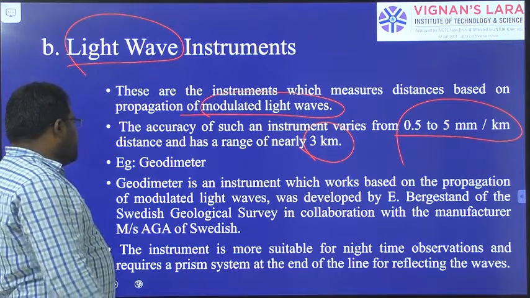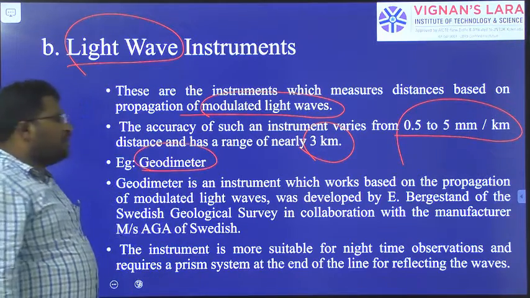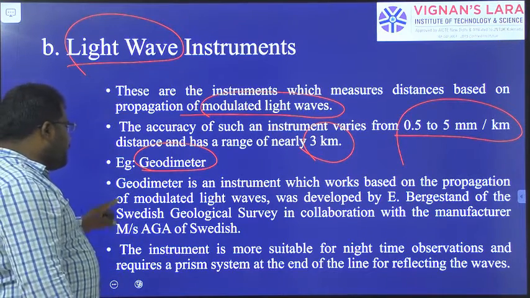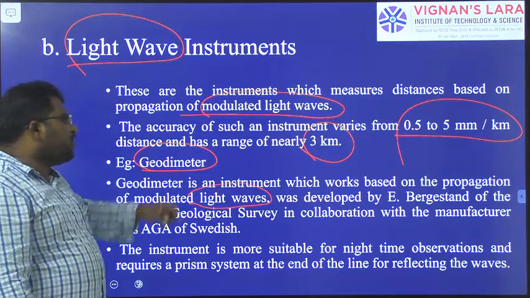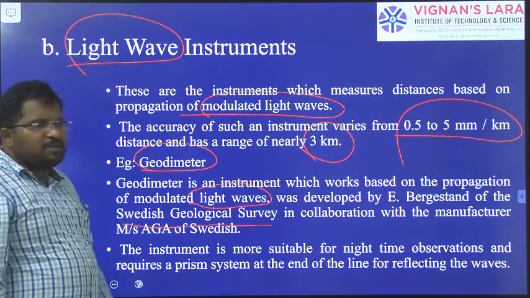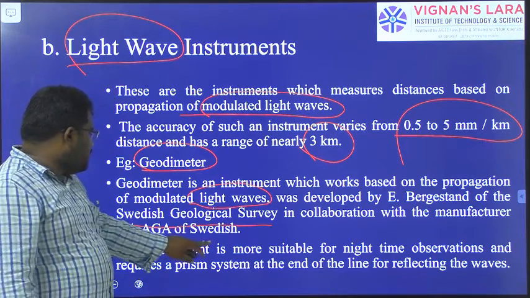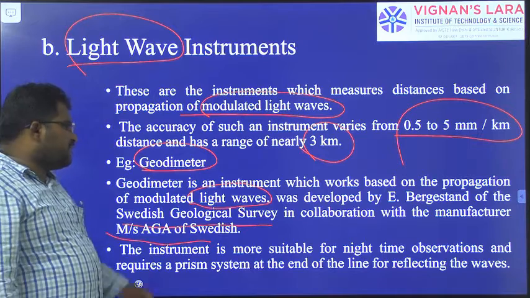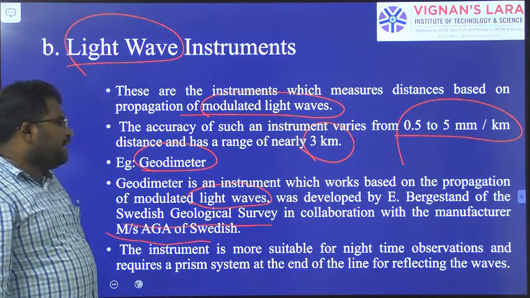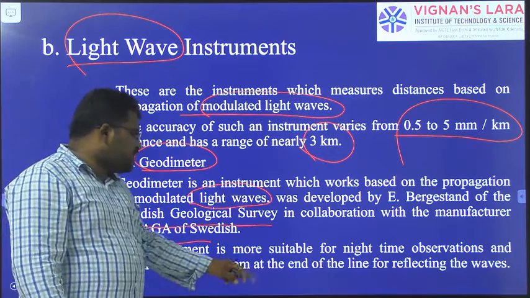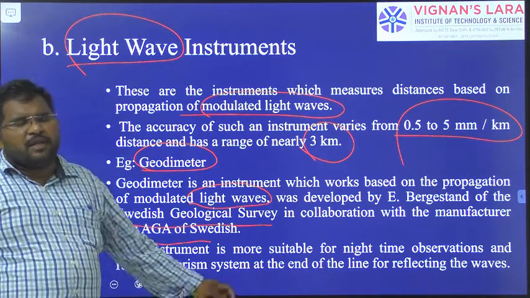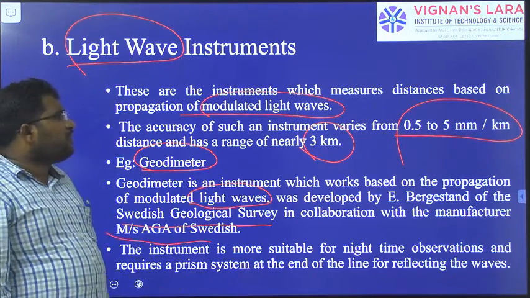Here the instrument we are going to use is called the Geodimeter. The Geodimeter is an instrument which works on the propagation of modulated light waves. It was developed by E. Bergstrand of the Swedish Geological Survey in collaboration with the manufacturer AGA of Sweden. The instrument is more suitable for nighttime observations and requires a prism system at the end of the line for reflecting the waves. So this is used for nighttime surveys, and we need a reflector for this.